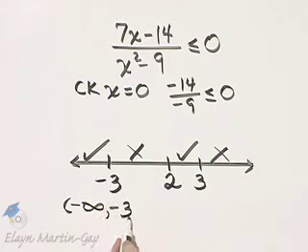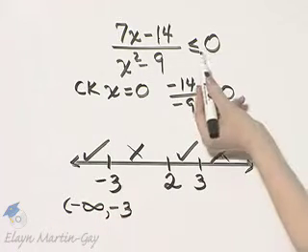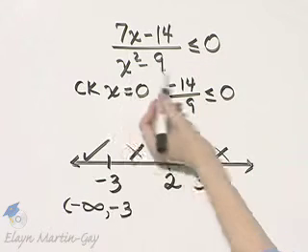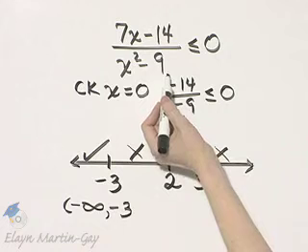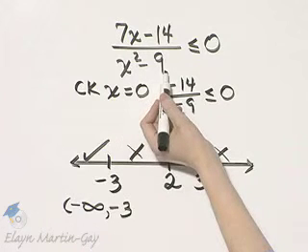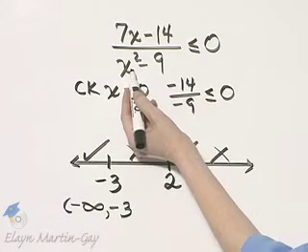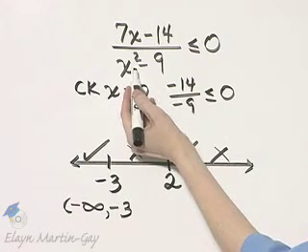Now, does -3 get a parenthesis or a bracket? Everything gets brackets except numbers that came from the denominator. 3 and -3 came from the denominator. Can you see that 3, or -3 in this case, cannot have a bracket because x cannot be -3? That would make the denominator 0.